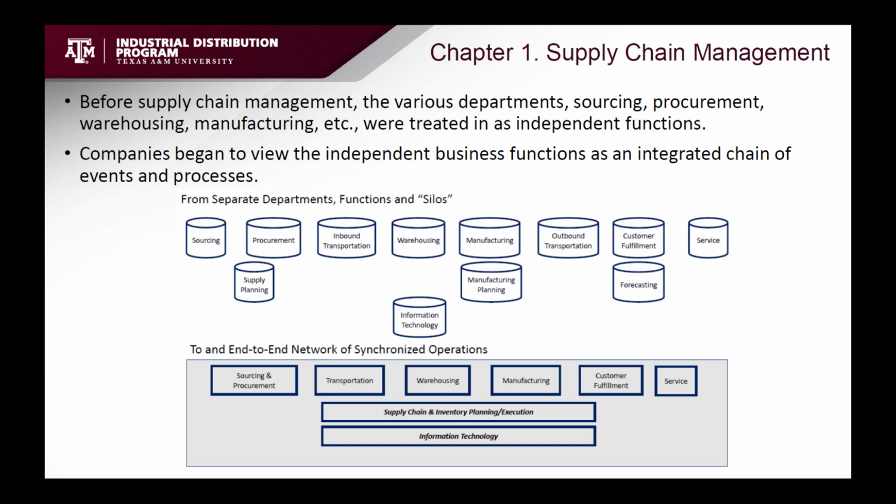So starting in the late 20th century, companies began viewing those functions as one integrated end-to-end network of synchronized operations, coordinated by shared planning systems and shared information technology. That's the picture at the bottom of the slide. Same activities, but now connected. And that shift from silos to integration is the foundational idea of modern supply chain management.